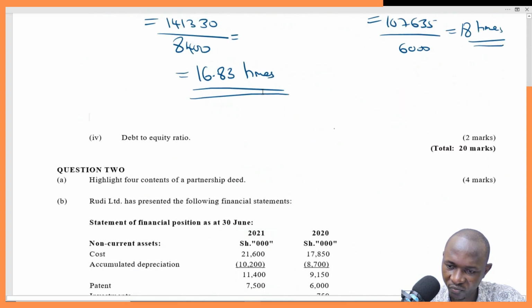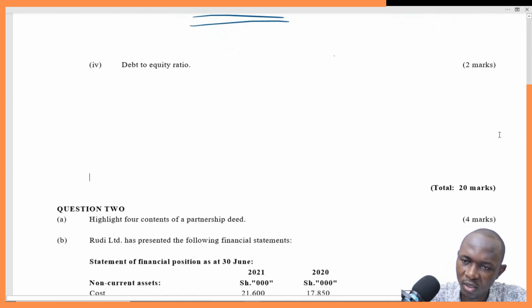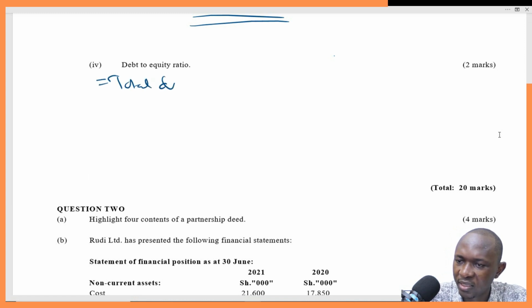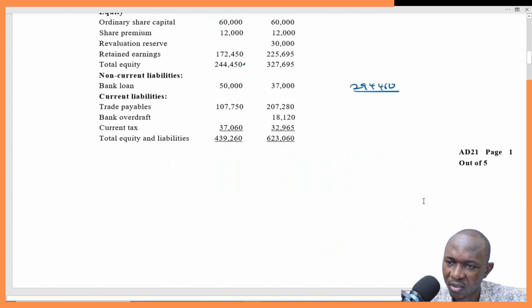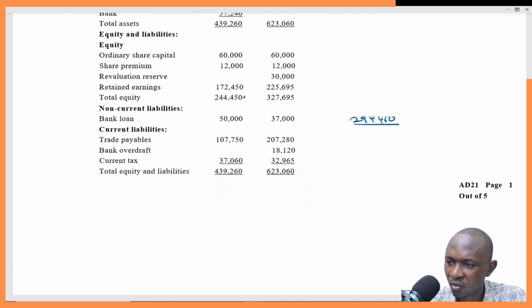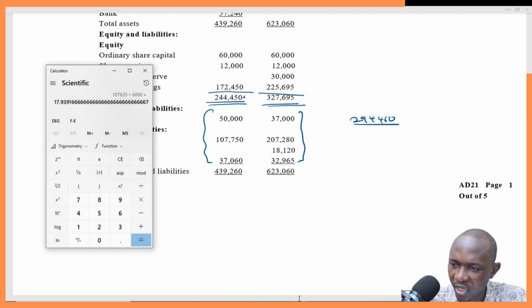So good, let's move to the last one, and the last one is debt to equity ratio. The formula for this one is total debts, basically total liabilities over total equity. So that's how to go about it. So total debts, we just get this. I think this should be straightforward from here. These are liabilities, we pick this total, and then of course we have the total equity. This is 72 plus this, 244,450. So the total equity is here. Total debt, you have to add this. So let's just add them and see.